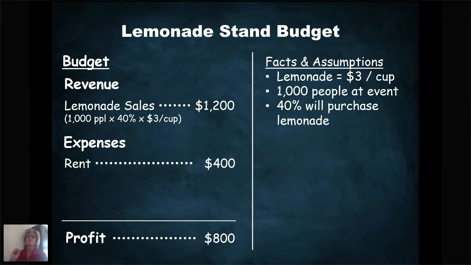So let's back up, just make sure everybody's following me. 1,000 people are coming. 40% of those are going to buy lemonade at $3 a cup. Multiply that out, it's $1,200.